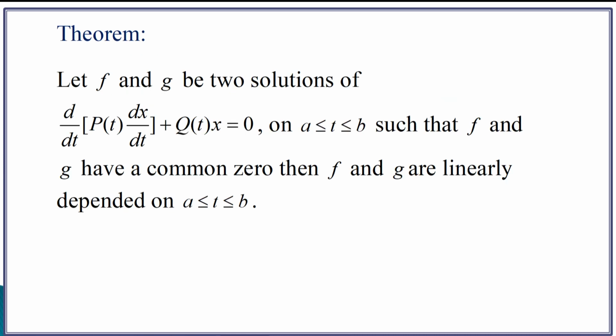In the next theorem we are proving another important result: let f and g be two solutions of the self-adjoint equation. If they have a common zero, then f and g become linearly dependent. So this is another way of finding out whether two solutions are linearly dependent or not. And all these important, good results are only true because of these self-adjoint equations. So this is the importance of self-adjoint equations.